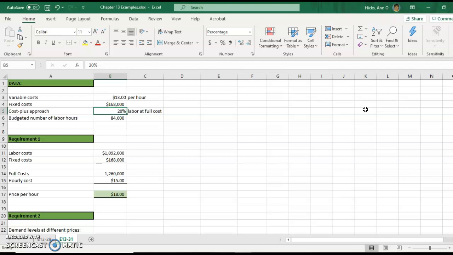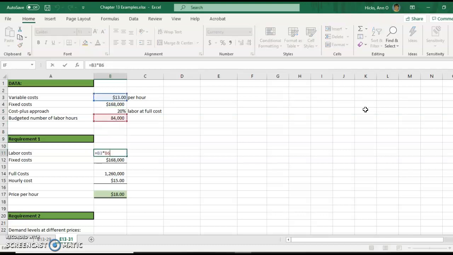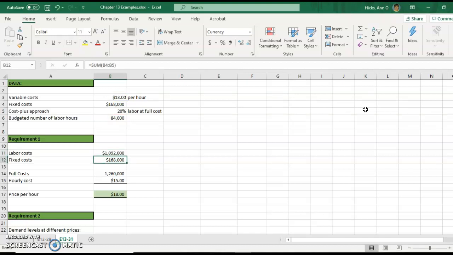So in the first requirement, they just want to know, based on those parameters, how much should we charge per hour? The approach is very similar to the previous problem. Labor costs would be $13 times the 84,000 budgeted hours, or $1,092,000. Fixed costs then would be the 168,000 that we have identified. That's going to be full cost of $1,260,000. That's just the sum of all our costs.